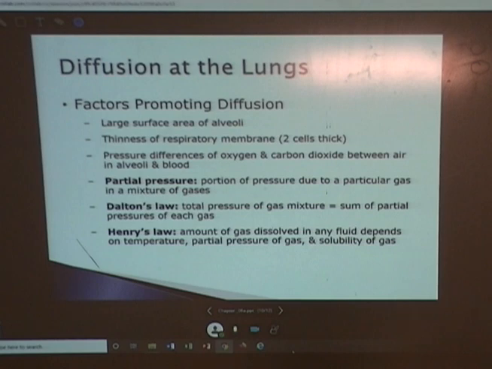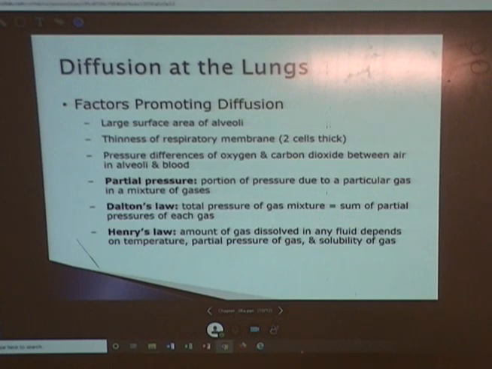So we get the partial pressure of oxygen, partial pressure of carbon dioxide. Okay, and we'll come back to that in a minute. Dalton's law just says that the total pressure of the gas is the sum of all the partial pressures. I don't know how someone got to have that named after them. That seems logical to me, but anyway. Henry's law, another physics law, is that the amount of gas dissolved in the blood is going to depend on the temperature, the partial pressure of the gas, and how soluble it is. Okay?